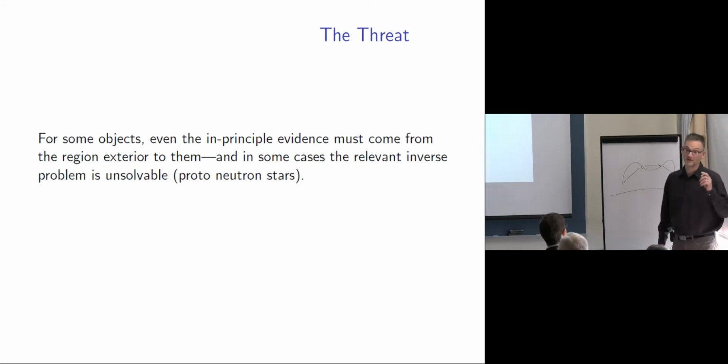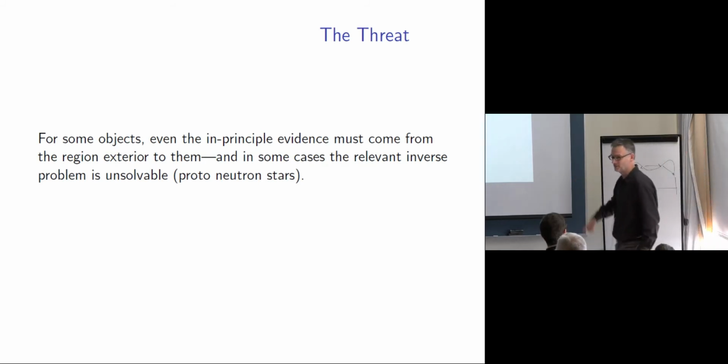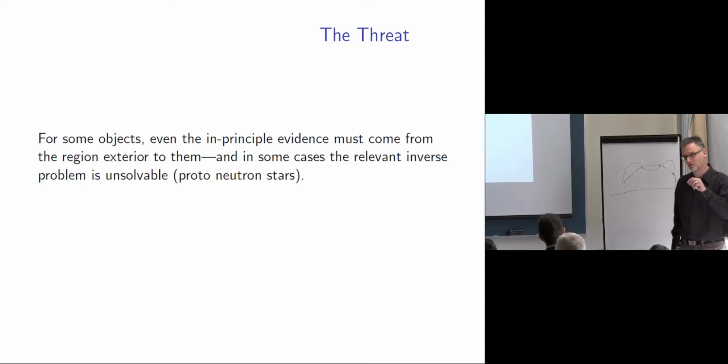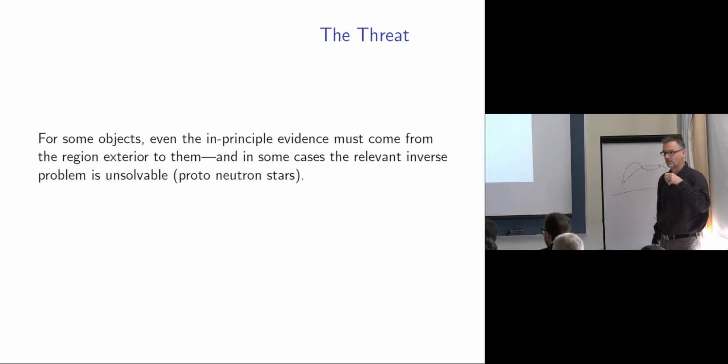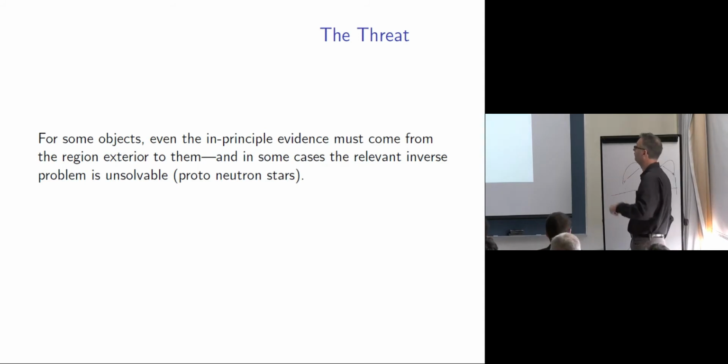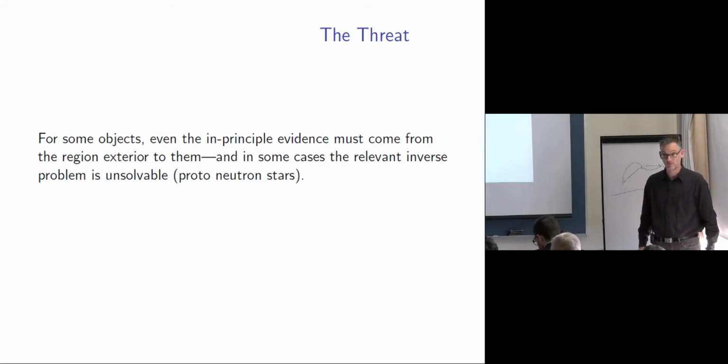But there are things hot enough to be opaque to neutrinos. So newly formed neutron stars are an example. Okay, so I'm sticking with that as my example. There are some objects that we can't find out about the interior of because they're too hot or something. We can't find it out directly. And also, the kind of techniques that we have for finding out indirectly about their internal structure appear to involve unsolvable inverse problems.